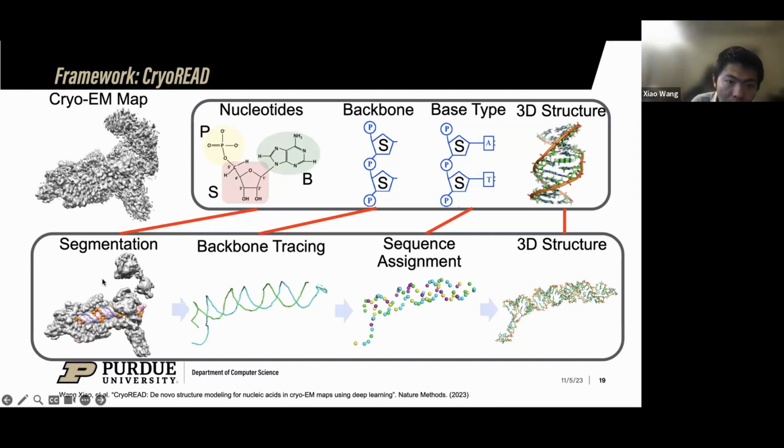First, we use deep learning tools to segment the 3D cryo-EM maps into grid-wise detections, with sugar-phosphate-based detections. Based on the sugar-phosphate detections, we trace the sugar-phosphate backbone. After we have the backbone, we use our deep learning tools to detect the base types and assign different base types to the different nucleotides. After we get the sequence assignment, we further build the full atomic structures from that.